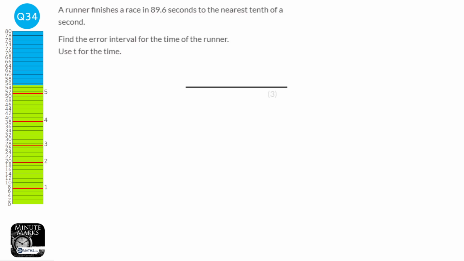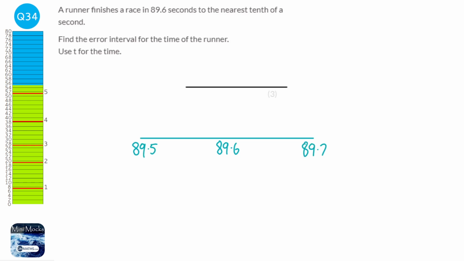To find an error interval, what we need to do is find the smallest and largest that a number can be. So I start by just drawing a quick number line, and we put our number in the middle, which is 89.6. Now we're looking to the nearest tenth. So what I'm going to do is I'm going to write down the next number down and the next number up in tenths. So the next number down would be 89.5. The next number up would be 89.7.